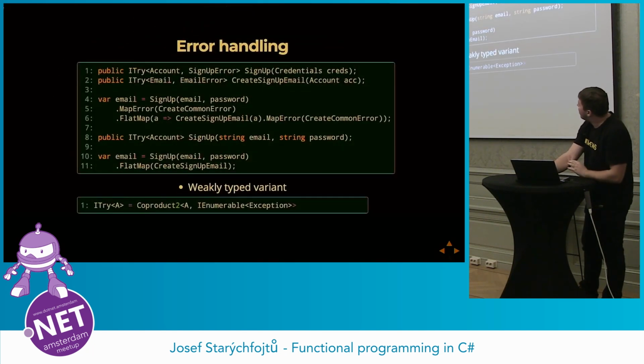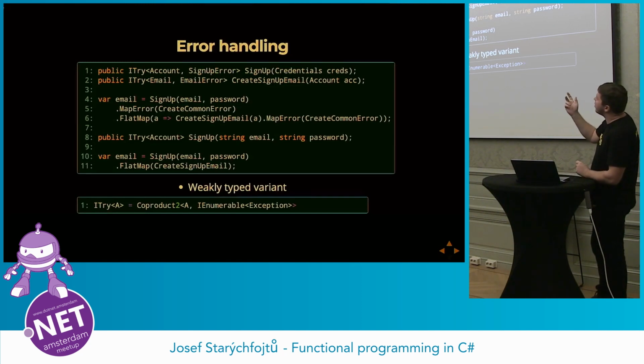Yeah. So we can also combine that when the create signup will also return some error. Now this is a more real-world example, because when the functions return a different error, you basically have to create another error and map it to the common error. So you call signup, then you map error to create the common error, and then you do flat map with the create signup email where you also map it to the common error.